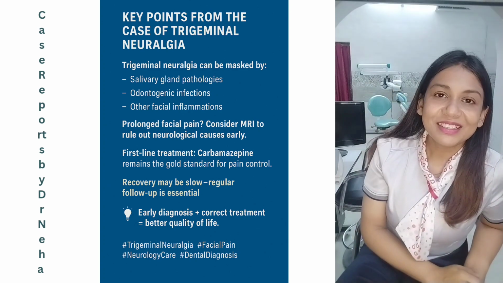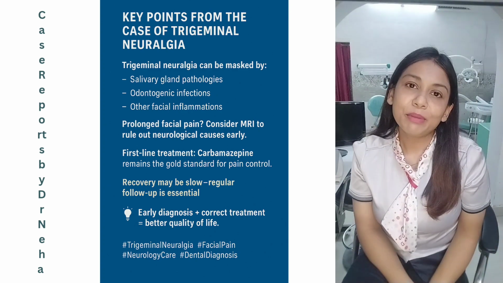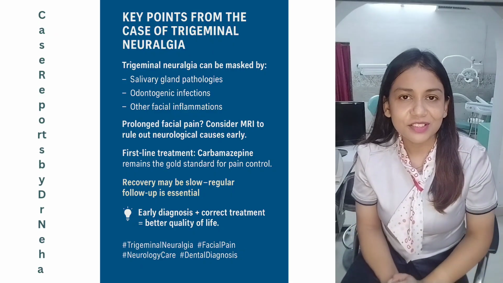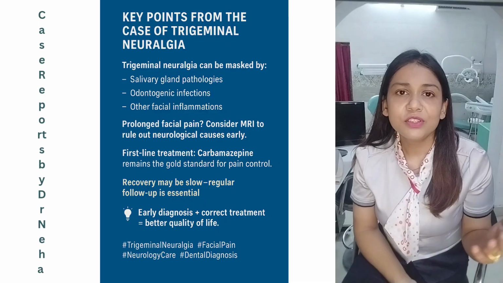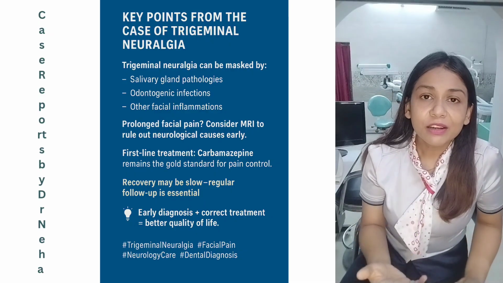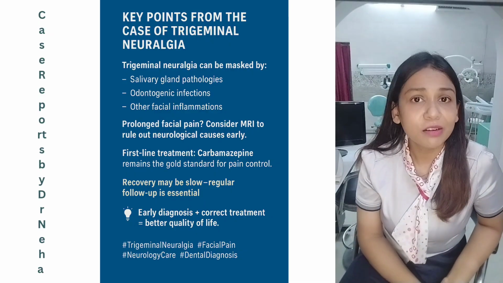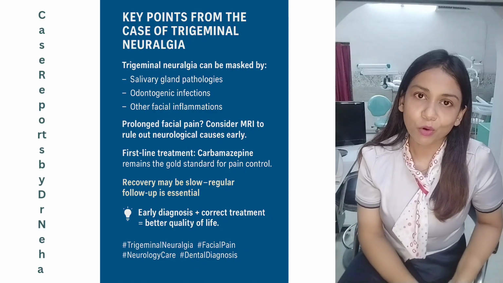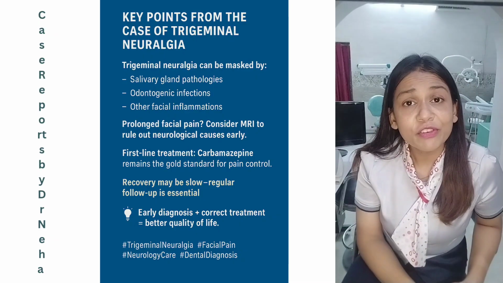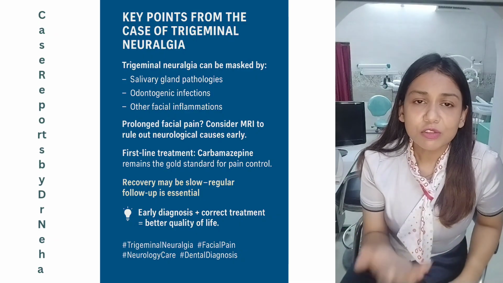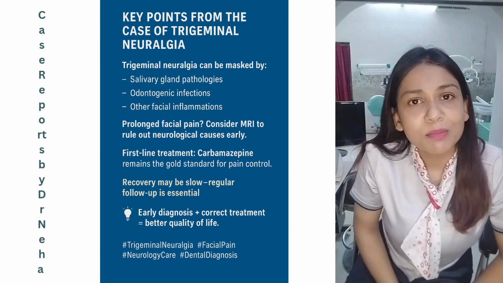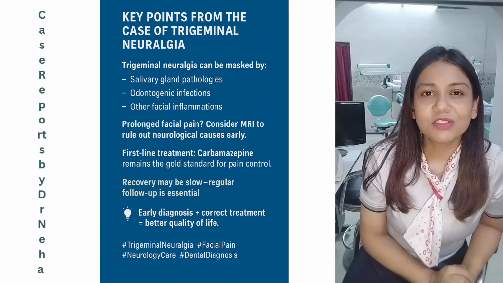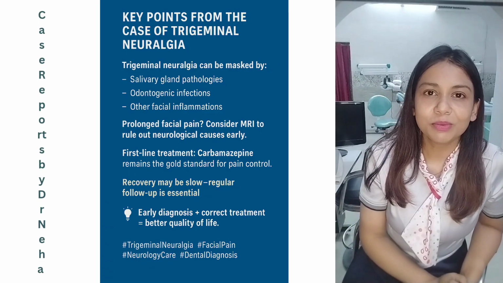So the key learning point in this case is that trigeminal neuralgia can be masked by various pathologies like salivary gland pathologies or other odontogenic infections. In cases where there is persistent chronic facial pain which is not diagnosed, we should always consider an MRI scan. And when managing these cases, carbamazepine is always the first-line drug. In refractory cases, you can also go for gabapentin or oxcarbazepine. And regular follow-up is needed in such cases because trigeminal neuralgia might take a longer duration to get better.